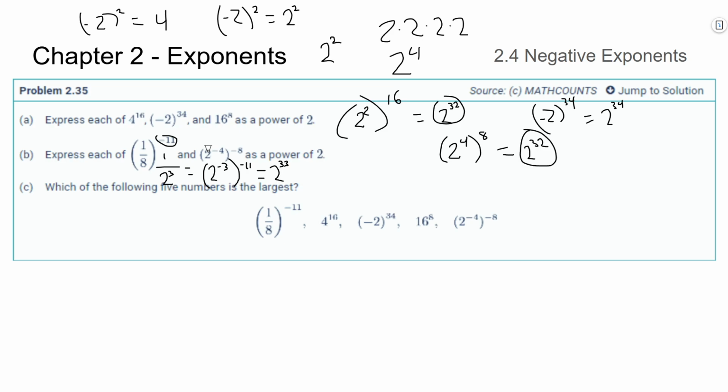All right, and this last one right here, 2 to the negative 4 times negative 8 would be the same thing. So negative 4 times negative 8 would be positive 32. So this would be 2 to the positive 32. Again, this one is the same as this one and this one. All right, so now we can compare all those. Which of the following is the largest number of all the ones we just converted? So let's see. We have 2 to the 33rd, 2 to the 32nd, 2 to the 32nd, 2 to the 32nd, 2 to the 34th. So it looks like this one is the biggest. So negative 2 to the 34th, this one right here, would be the biggest of the 5.